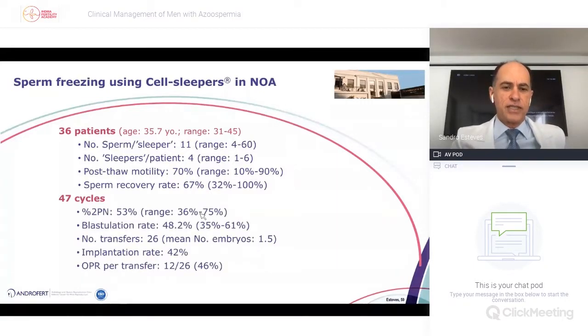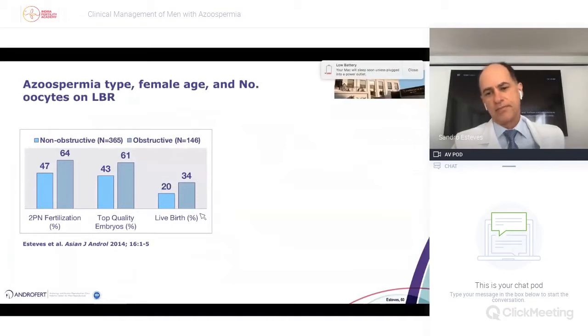At the moment, we have done approximately 50 ICSI cycles in which the fertilization rate is around 50%, the blastulation rate around 50%, and the ongoing pregnancy rate per transfer is about 46%. So it's quite promising results using freezing with cell sleepers in this group of patients with non-obstructive azoospermia.